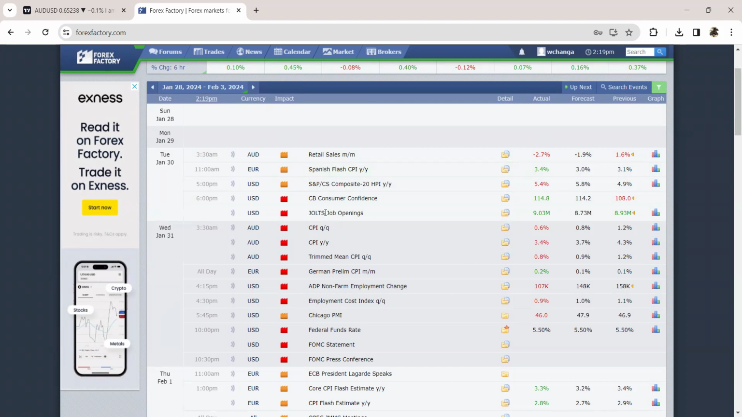By actual, what I mean is once that news is released, does it have a positive impact? A positive impact means it's green here. There's a green percentage, meaning it's going to be pushing the market upwards. If it's red, it's going to be pushing the market downwards. Now, with that in mind, here's what you want to do.